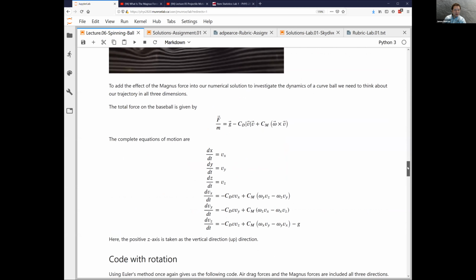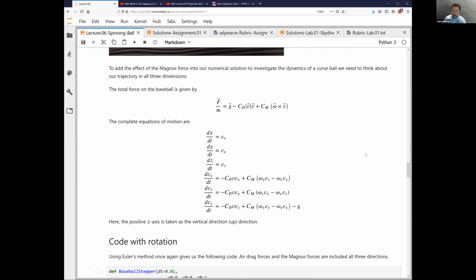To add the effect of the Magnus force into a numerical solution, what we want to recognize is that now we're dealing with an equation of motion, which looks like this. Now, this is not supposed to be super scary. It's got a lot of things going on, but we already recognize what this really is. All we're dealing with here is the equation F equals ma. That's all it is. It's Newton's law.